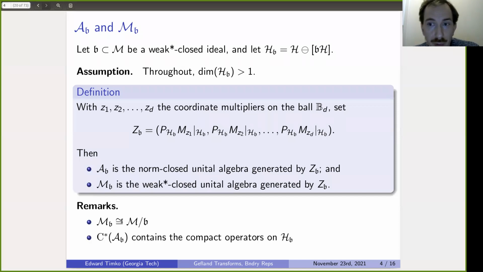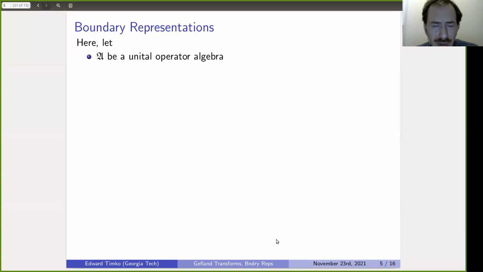An important point for what follows is that one could show that the C-star algebra generated by A sub B contains the compact operators on A sub B. So this is what the algebras that we're interested in are. So what are these boundary representations I mentioned?